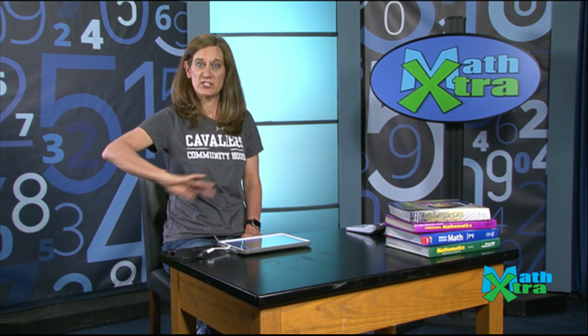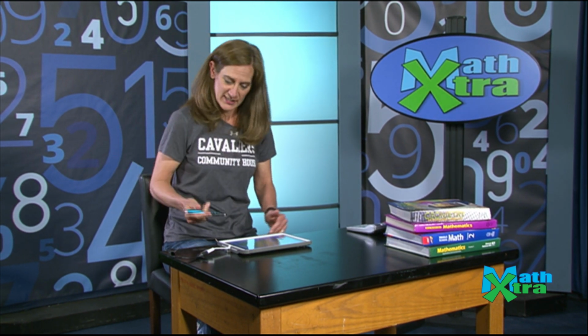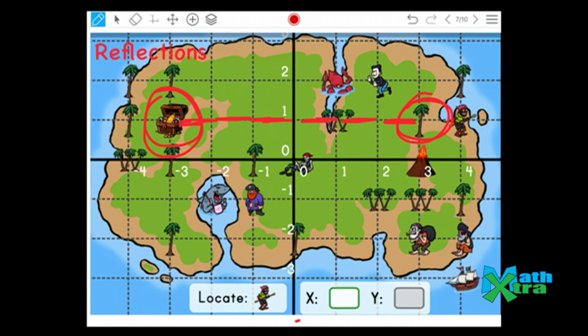We can actually have reflections across the x-axis. So let's take a look at that. So here is this, let me get a new color so I can show you, bright yellow. This guy right here, I want to say he's holding a sword? I'm not so sure. Anyway, he is 1 away from the x-axis, and 1 more away from the x-axis is this palm tree. So that's going to be a reflection across the x-axis because it folds up and down.